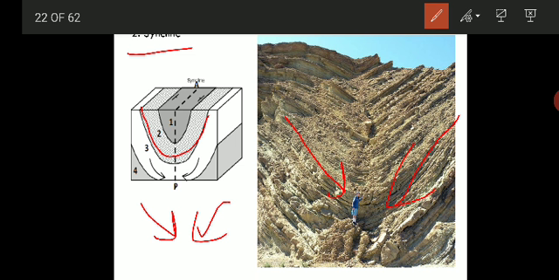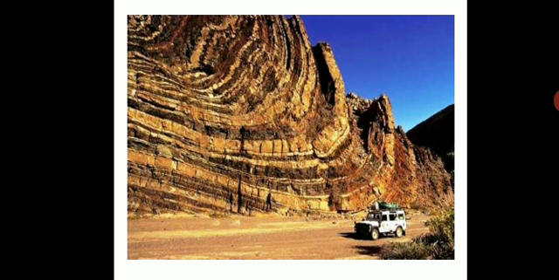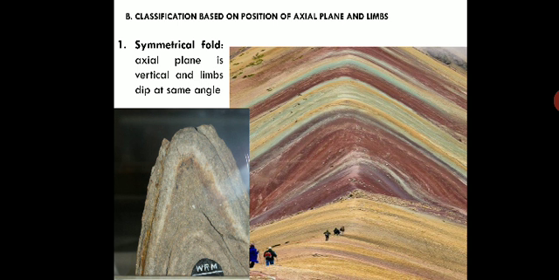So in the syncline fold, if you see, the younger bed will be at the center and the older bed will be away from the center, that is outside. Okay, so that is a syncline, towards each other. So this is one example, field photo. Then this is the classification based on the nature of bending, anticline and syncline.